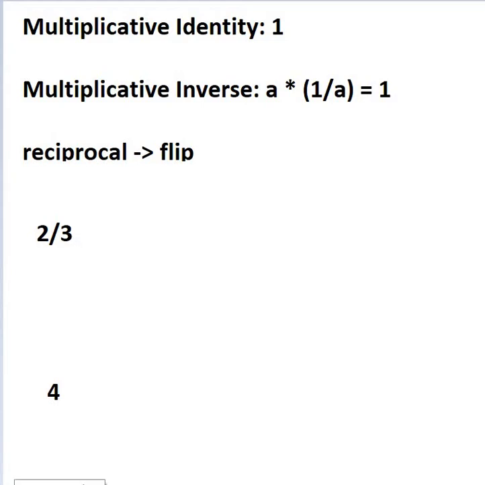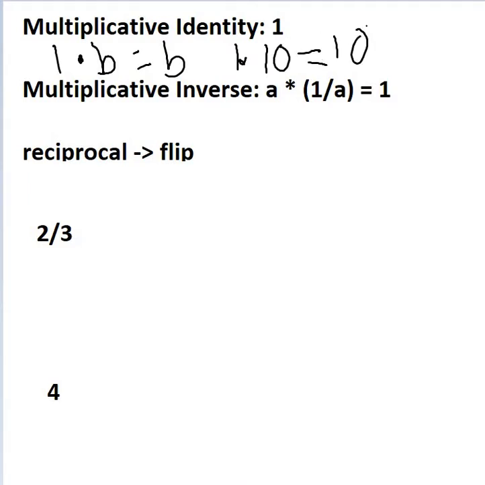Today we're going to use the multiplicative inverse to solve algebraic equations. Before we even start on what the multiplicative inverse is, we have to identify the multiplicative identity, which is 1. Anything times 1 is itself, anything. So if I do 1 times b, I get b back, right? 1 times 10, I get 10 back, right?